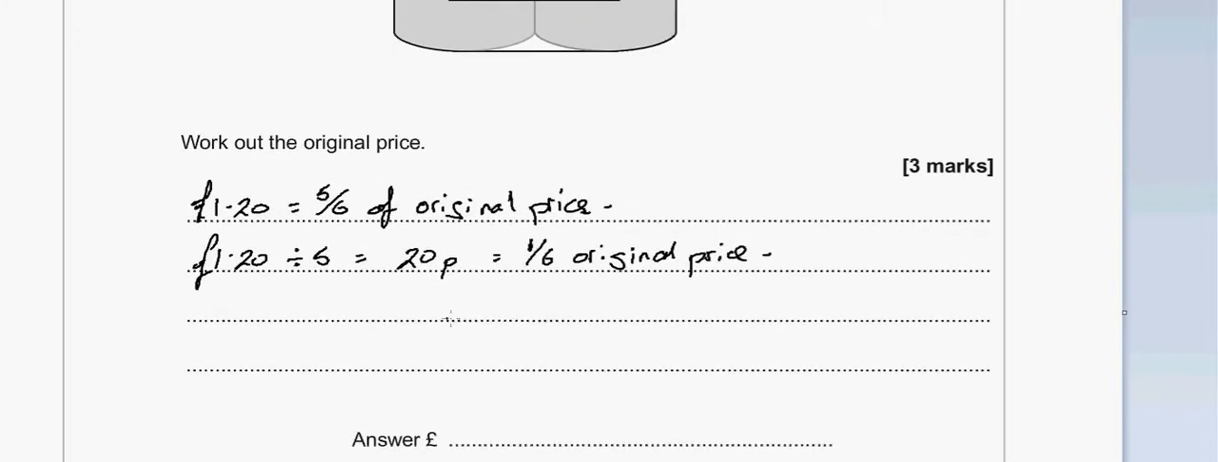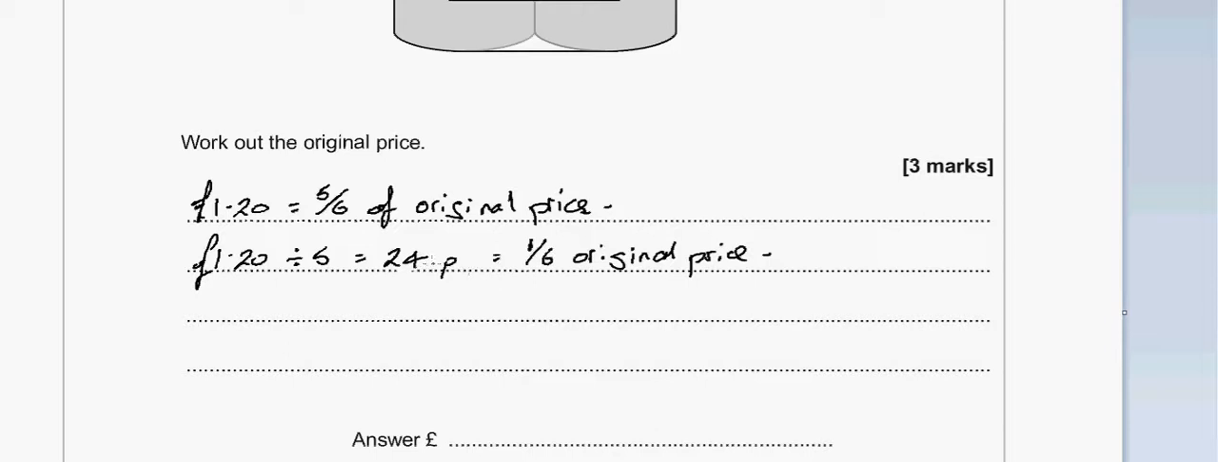So 1/5 of this, oh, I do beg your pardon, 1/5 of this is not 20p. 1/6 of that is 20p. Okay, so I'm sure you all spotted the error. So 1/5 of this is going to be 24p. Okay, so 1/6 is 24p, so I fell into my own trap there. So 120 divided by 5 is 24p. So this is 1/6 of the price.